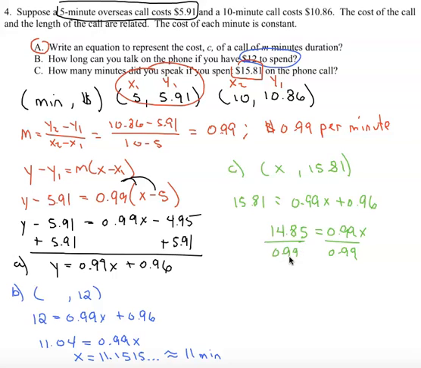How many 99 cents are there? And $14.85? 15. So for $15.81, you can talk for 15 minutes.